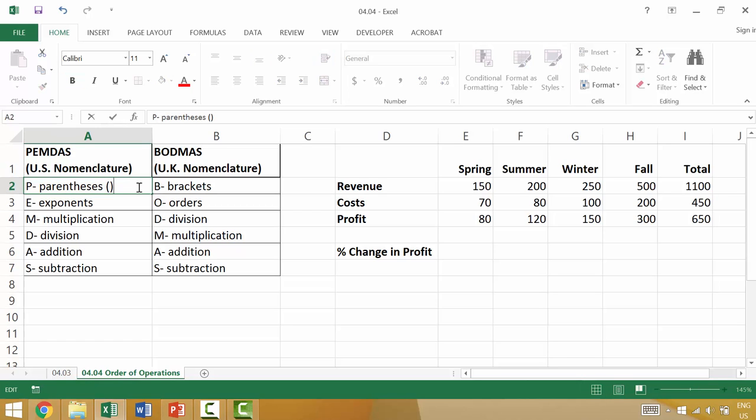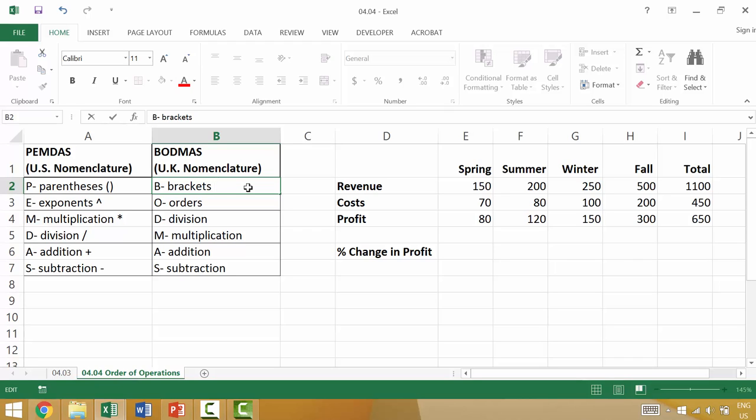So parentheses are going to be these little individual things. Then we have the idea of exponents, which are indicated here by the bracket. We have multiplication, which is indicated by the asterisk. We have division. We have the idea of addition with the plus sign, and then we have the idea of subtraction.